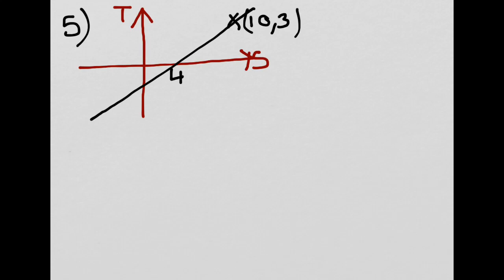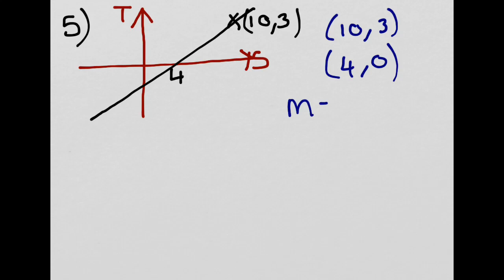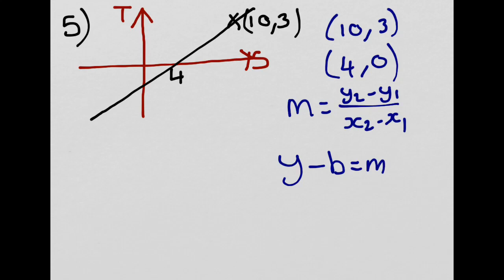In question 5 we're asked to find the equation of a straight line in terms of t and s. So what we have is 2 points. We have the point (10, 3) and we have the point (4, 0). For the equation of a straight line we need to find the gradient, so we calculate the gradient by doing y2 minus y1 over x2 minus x1. Then you substitute it into the formula y minus b equals m(x minus a).